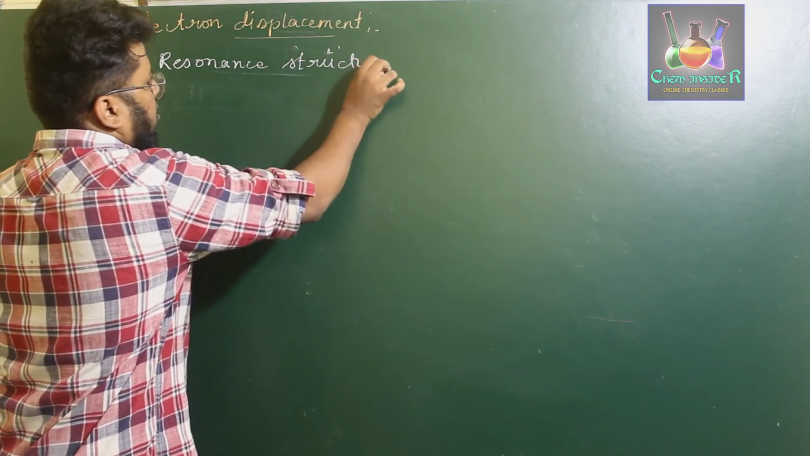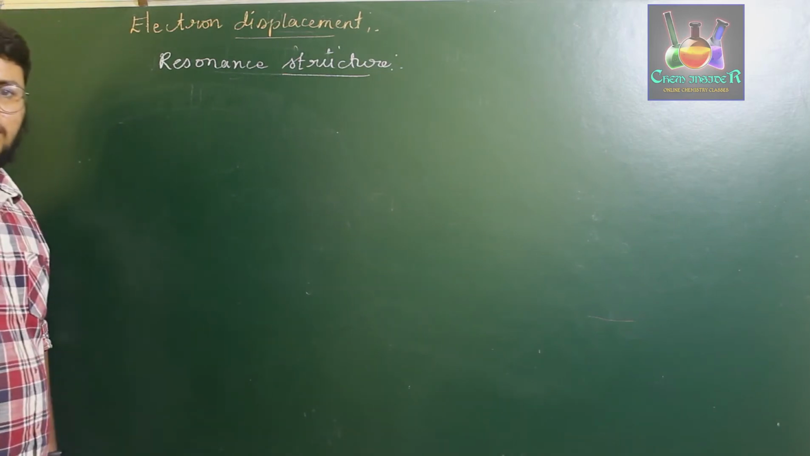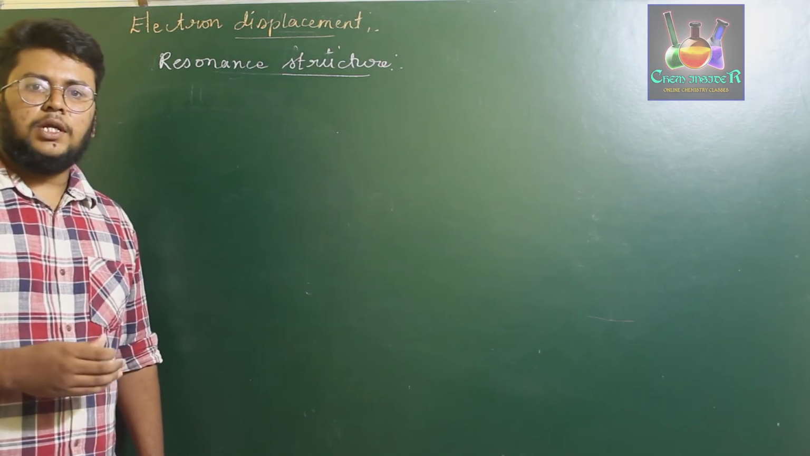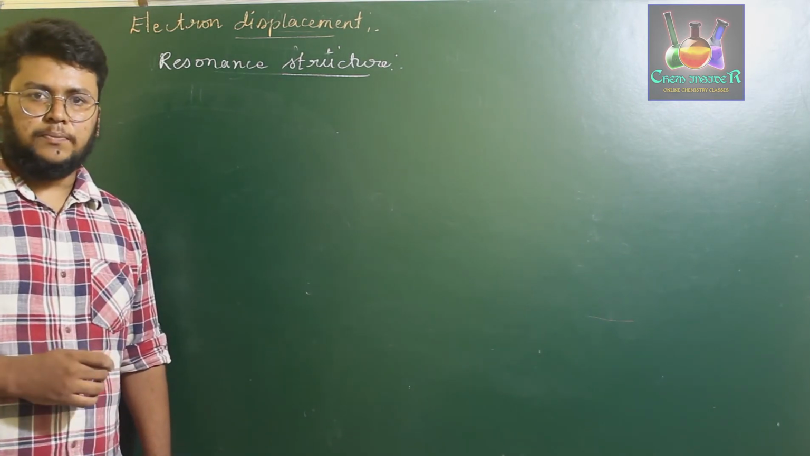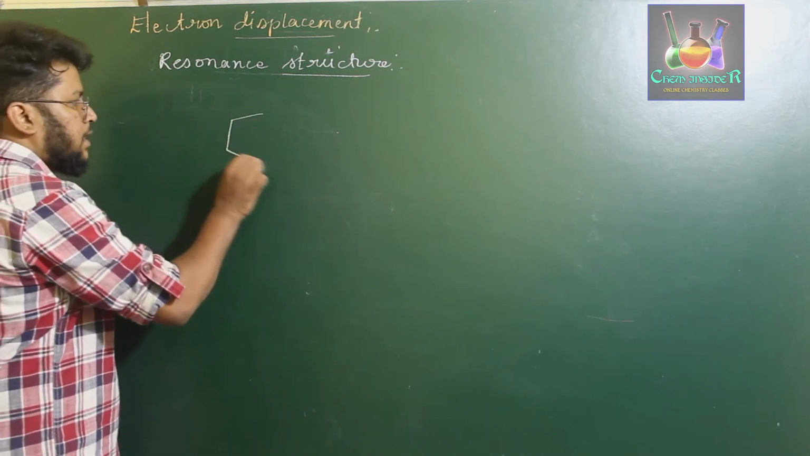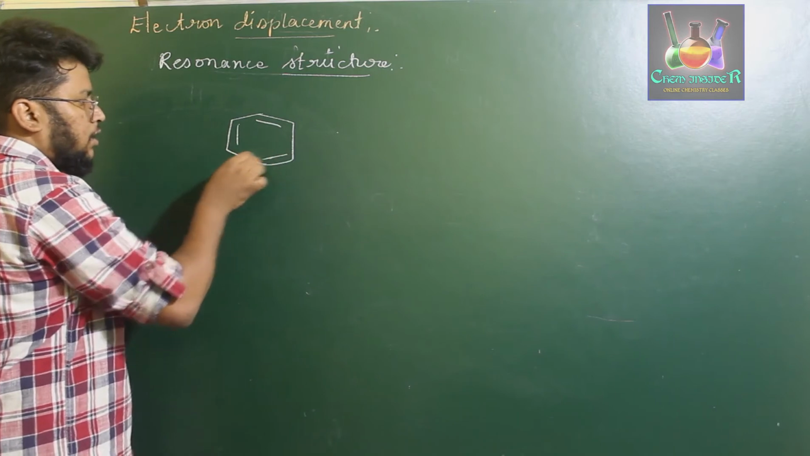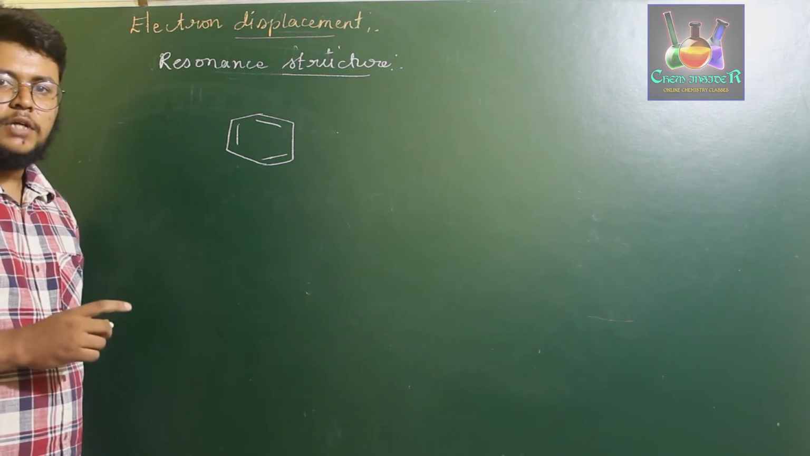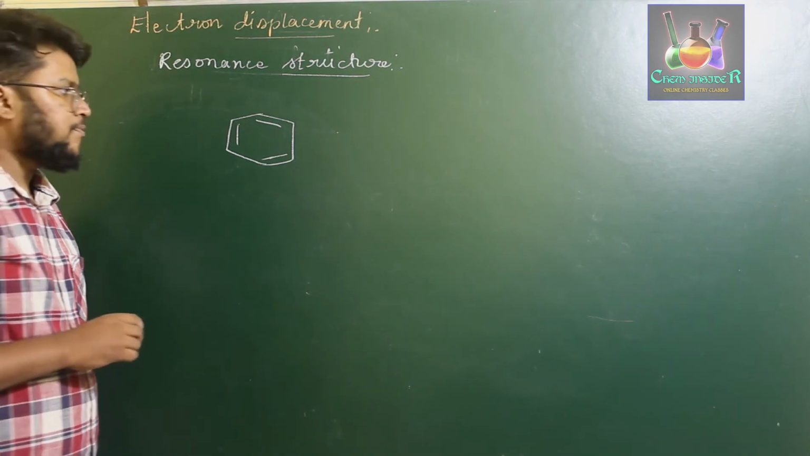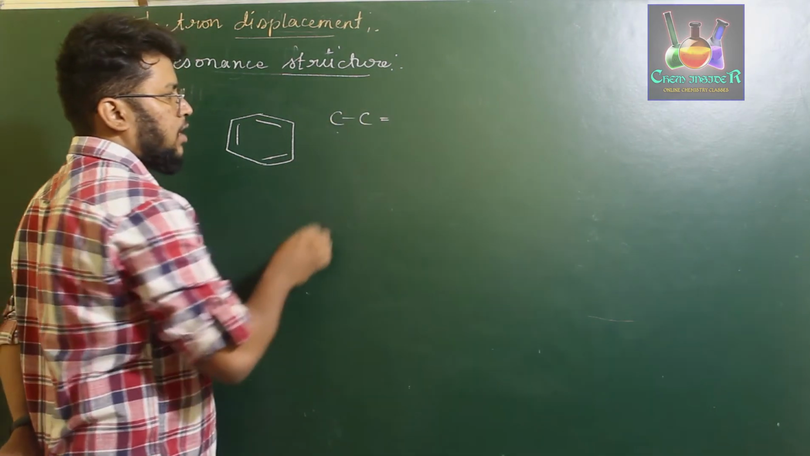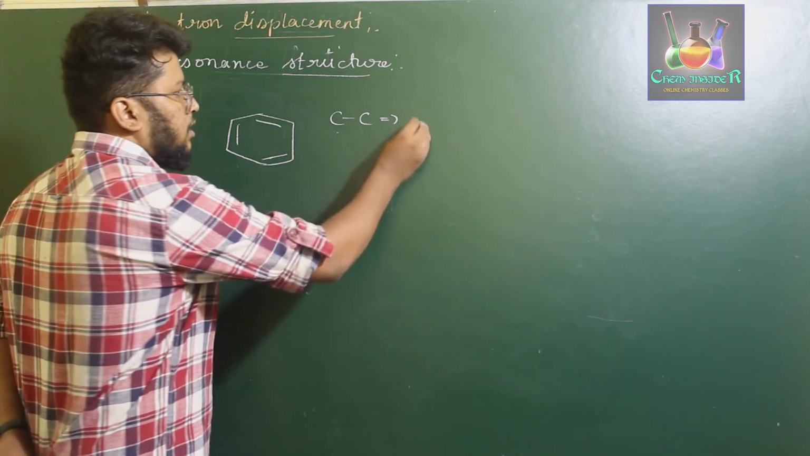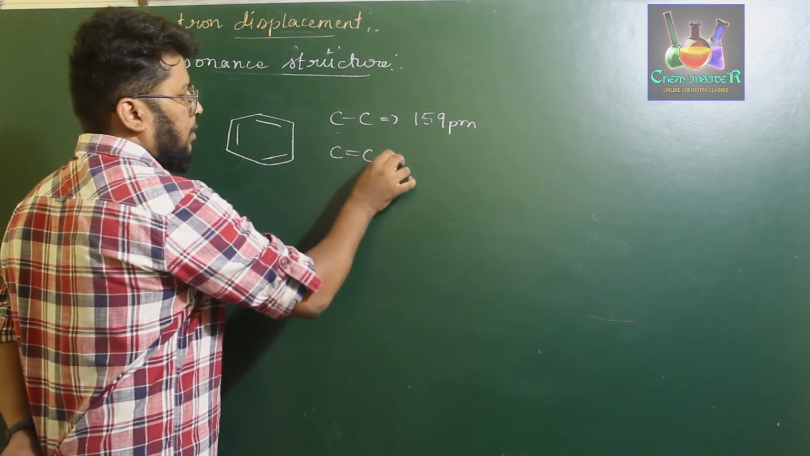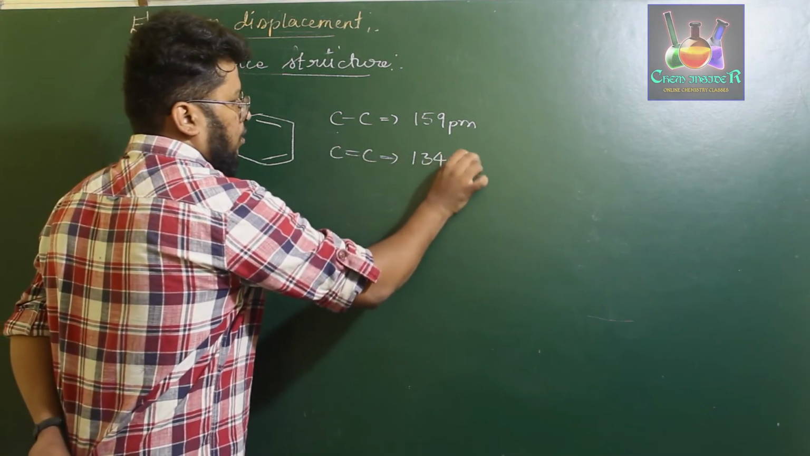Resonance structures are those structures which contribute to a particular geometry or structure of a compound which cannot be represented by just one structure. For example, take benzene, which has alternating double and single bonds. The bond length of a carbon-carbon single bond, which we observe in a normal hydrocarbon, is 159 picometer, and the carbon-carbon double bond in normal hydrocarbons is found to be 134 picometer.